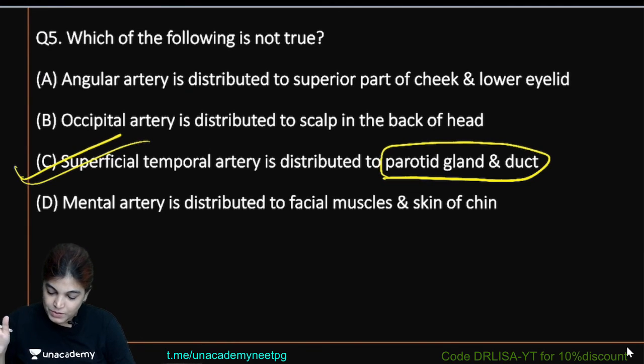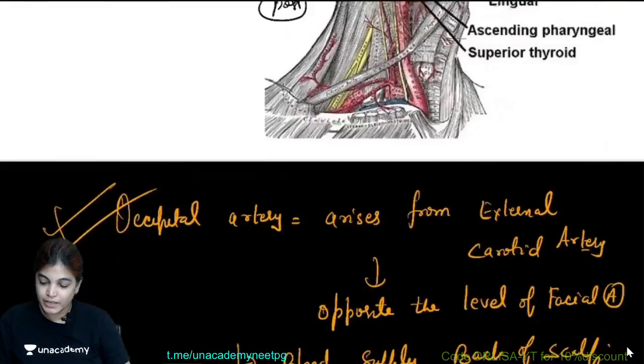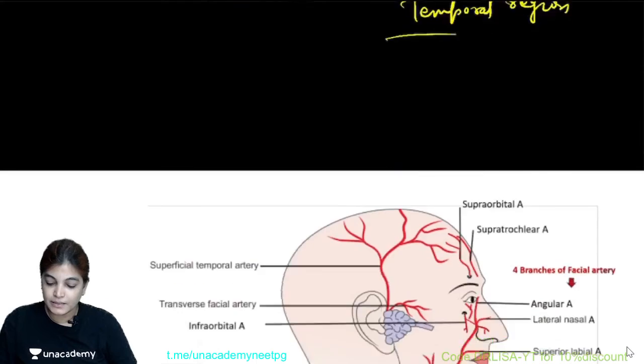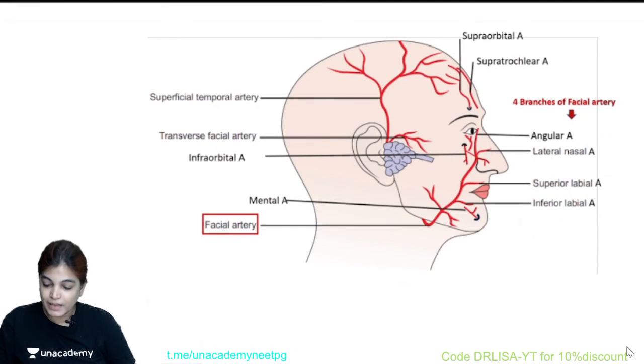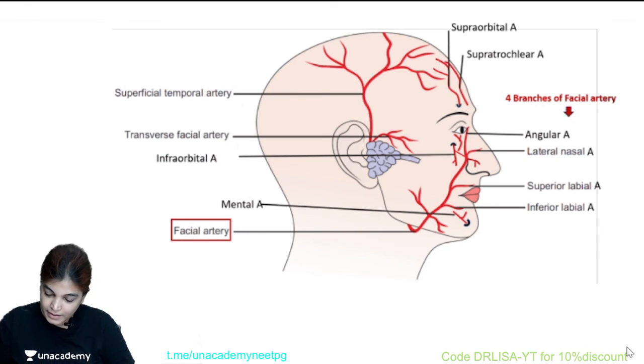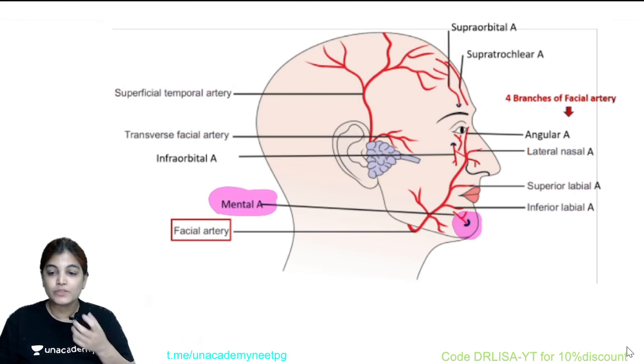Now coming to the fourth option, that is the mental artery. Is it supplying the facial muscle and the skin of the chin? So moving to the fourth option, let me show you the mental artery diagram. See here, in this diagram you can see the mental artery. Let me just highlight that artery. Okay, so this is the mental artery, as you can see, and you can see the mental artery is giving branches close to the chin.